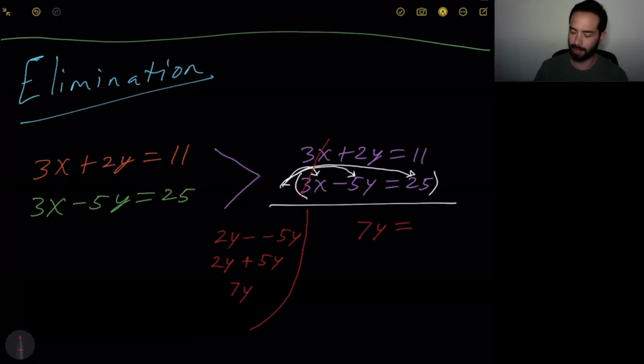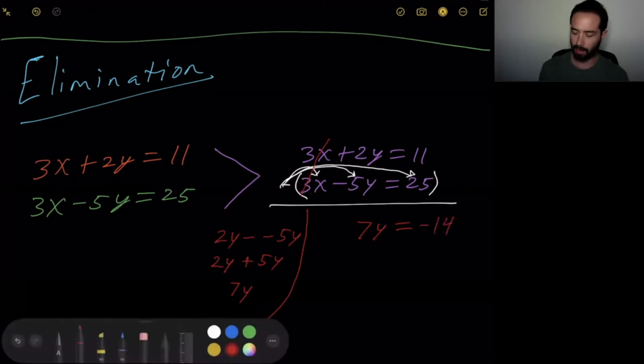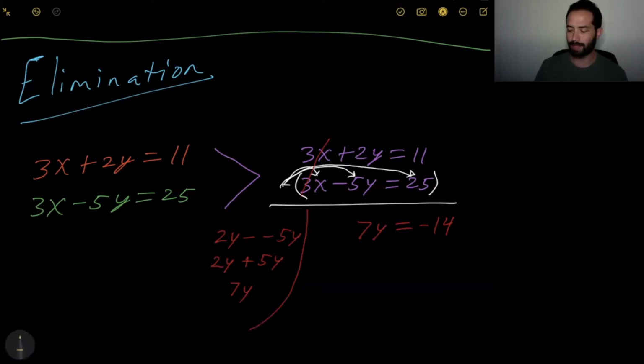So we know that's going to be a negative number, and that is negative 14. All right, so now all we have to do is solve for, you guessed it, y. Well, we have 7 times y, so that means we have to do the opposite, which would be dividing by 7. And of course, in algebra, we have to balance it on both sides. And we get 7's cross out, y equals negative 2.